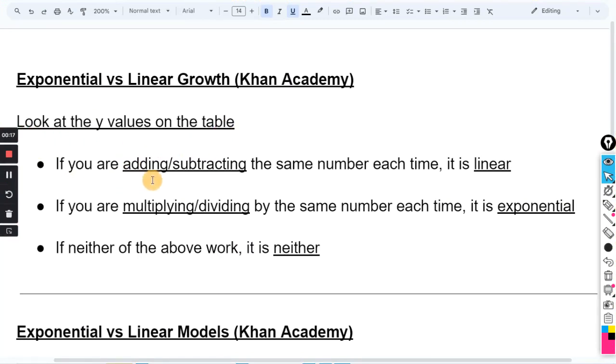If you are adding or subtracting the same number each time, the function's going to be linear. And if you are multiplying or dividing by the same number each time, the function's going to be exponential. If neither of the above work, then you select neither. So these will be the three choices in all of the problems. All right, so let's take a look at the examples.